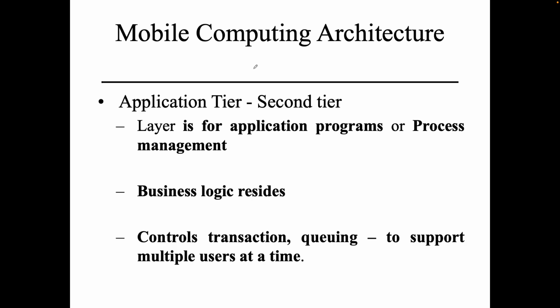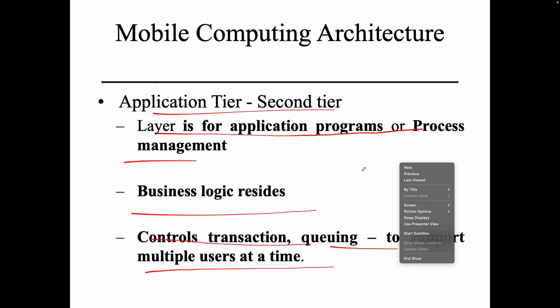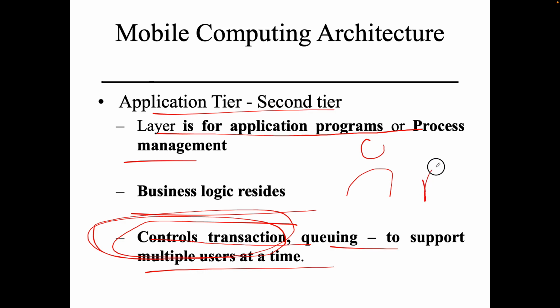Okay, mobile computing architecture. Application tier, second tier. This is for application programs or process management. Business logic resides here, and it controls transactions, queuing to support multiple users at a time. Control transactions is new. Controlling transactions means if there are multiple users accessing the same data, then even by 1 millisecond you will have to queue the sequence correctly so that there are no overlaps.